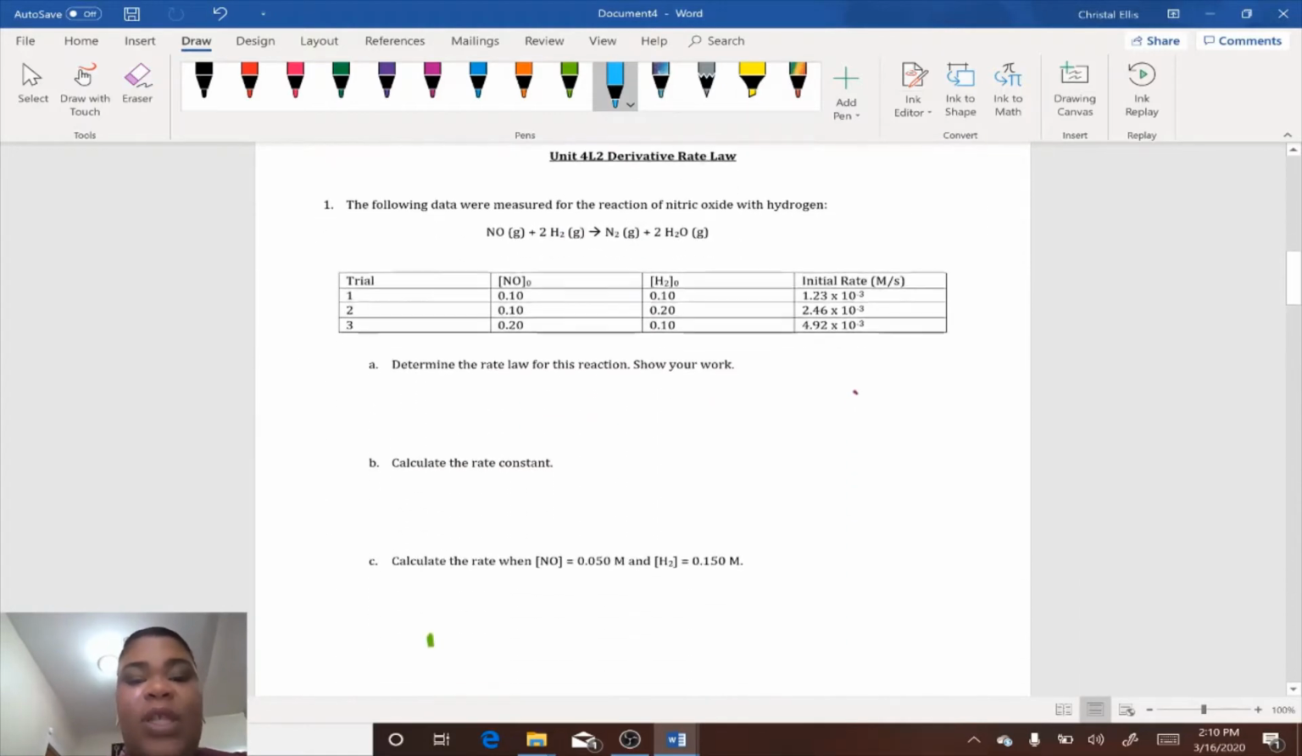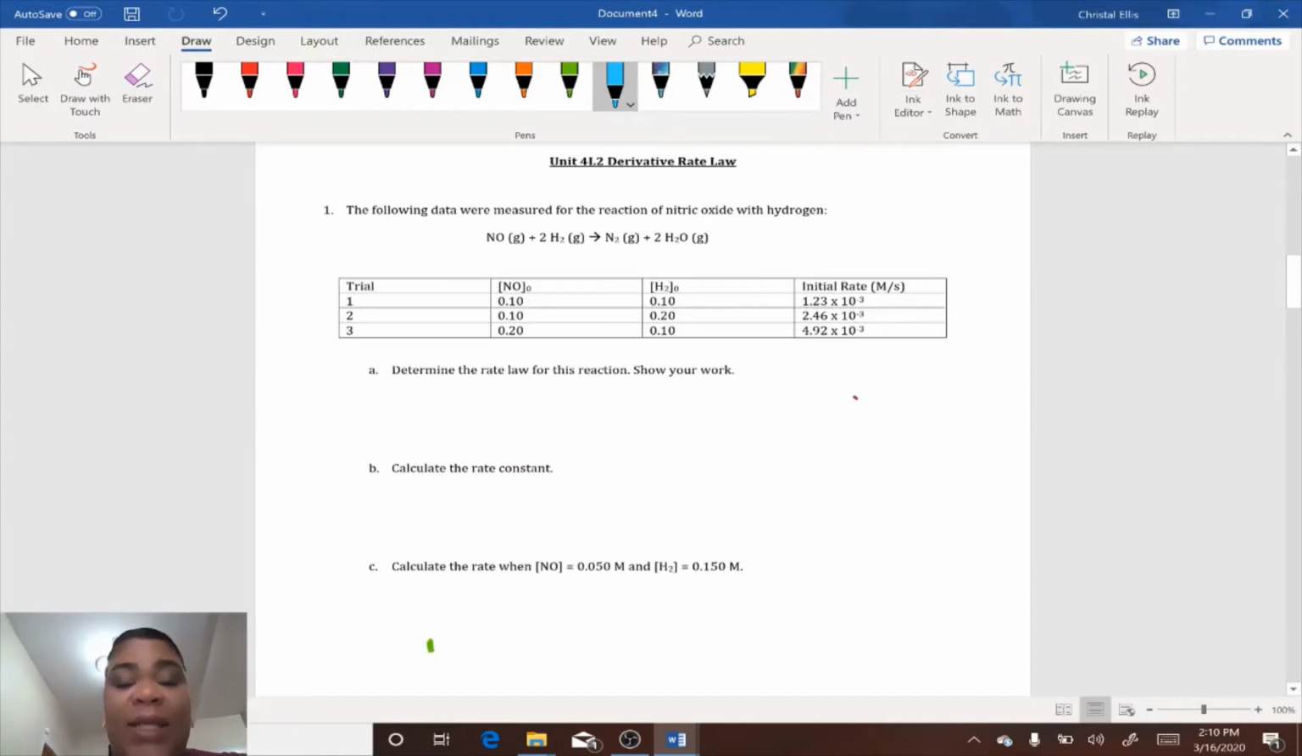The second type of question in Unit 4 is when we talk about deriving rate law. Going to read and annotate the question. The following data were measured for the reaction of nitric oxide with hydrogen. We're given this equation over here. We have our reactants and we have our products, and we're given 3 trials.